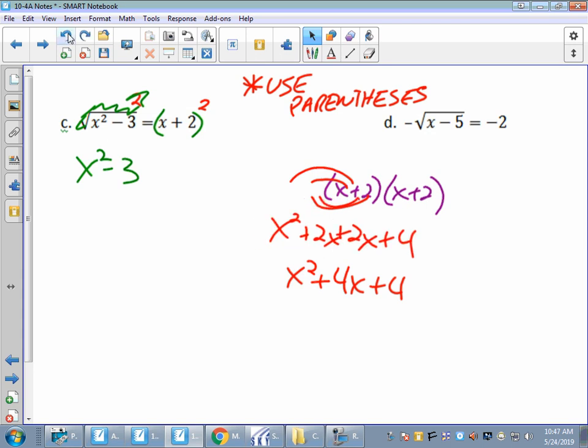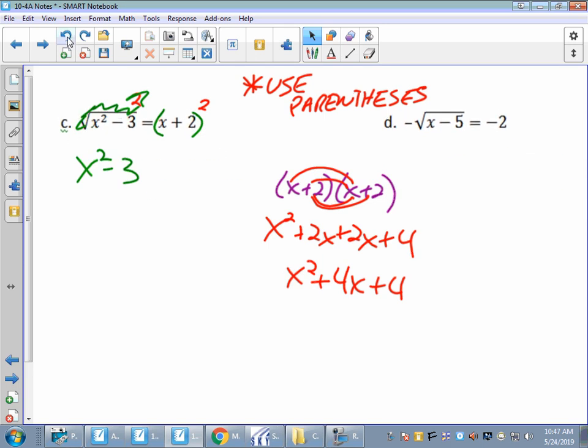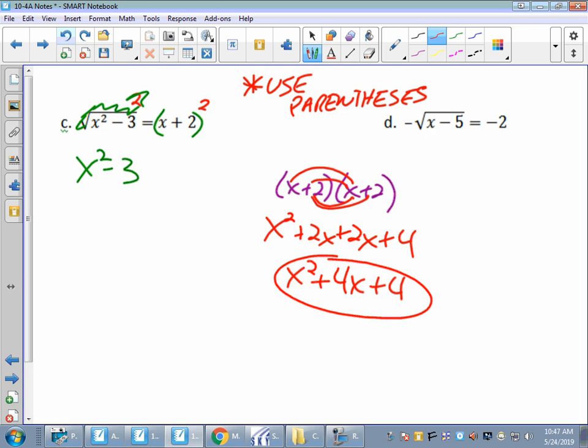Okay, I think we're good. So we're going to take this answer here from factoring it and move it to this side here. So x squared plus 4x plus 4.